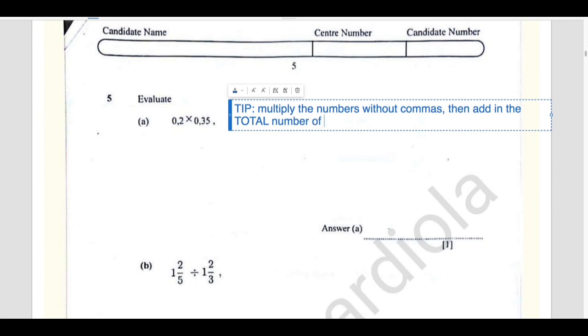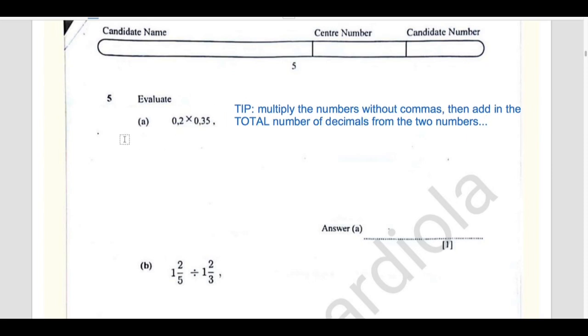Because here you are multiplying decimals. If you multiply 2 decimals, you're going to get a number which is smaller than both of the decimals. In this case, if you're multiplying decimals of numbers less than 1, then obviously the answer is going to be far less than both of the two numbers.